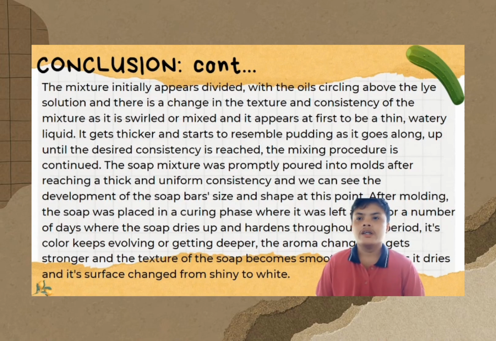After molding, the soap was placed in a curing phase where it was left alone for a number of days, during which the soap dries up and hardens. Its color keeps evolving and getting deeper. The aroma changes or gets stronger, and the texture of the soap becomes smooth and solid as it dries, and its surface changes from shiny to white.